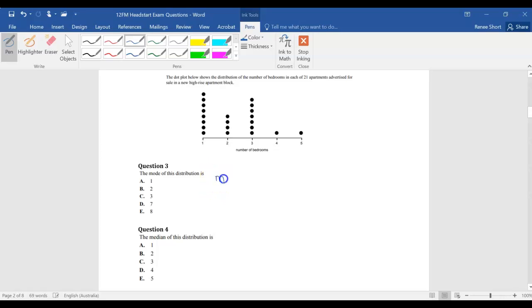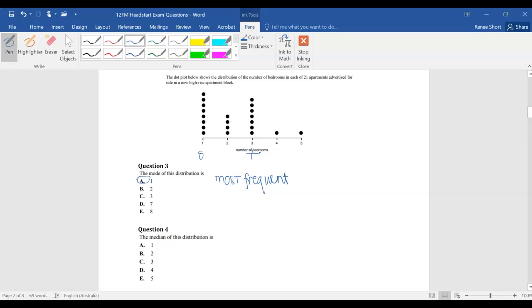Remember, the mode is the most frequent or the most occurring. And so we can see here that there's 1, 2, 3, 4, 5, 6, 7, 8 dots for one bedroom apartment, and that has the highest number. 3 over here has 1, 2, 3, 4, 5, 6, 7. So the answer is A.